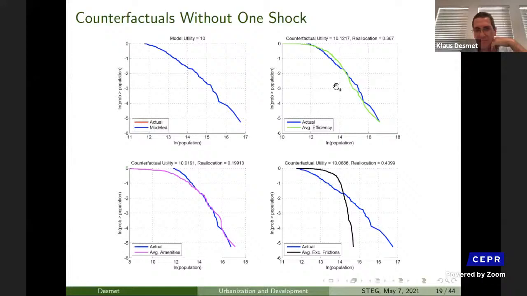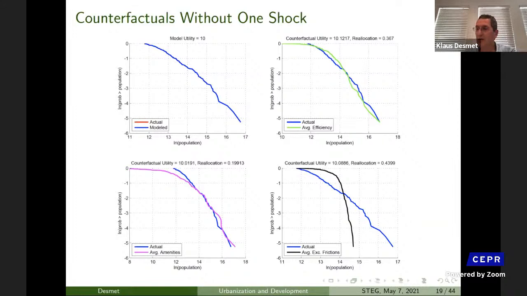In terms of utility, equalizing efficiency across space, the utility goes from 10 to 10.12. So there's a little bit of improvement in utility, but again, it's not a whole lot. So the welfare effect is an increase of 1.2%. The welfare effects of equalizing efficiency across space in America is actually not that big, although you do get a lot of reallocation. The reallocation here is measured by the increase in the population in the cities that are growing divided by the total population.